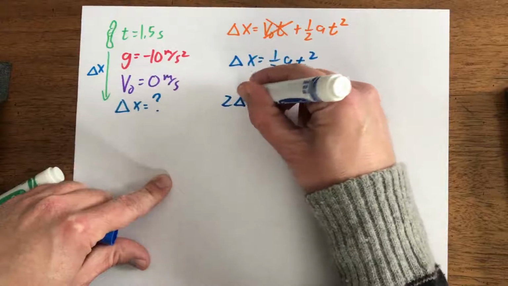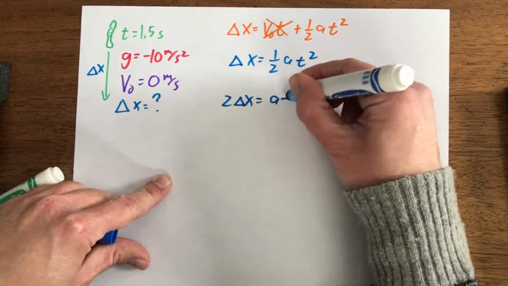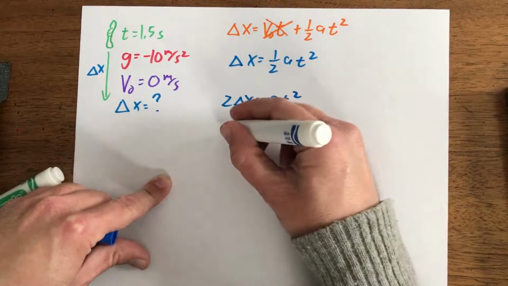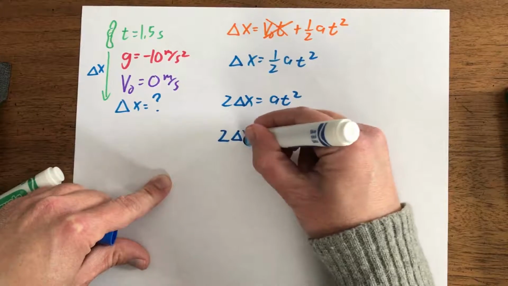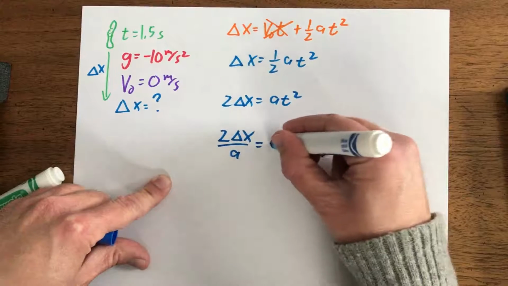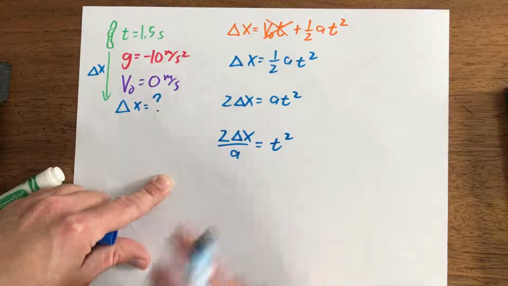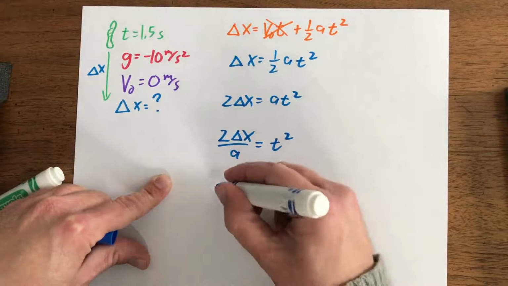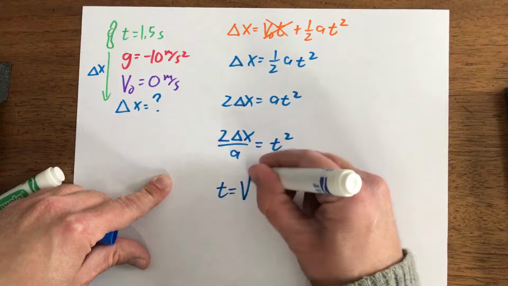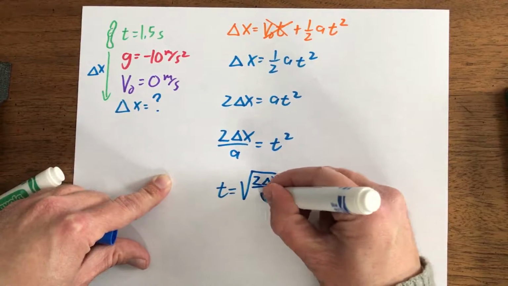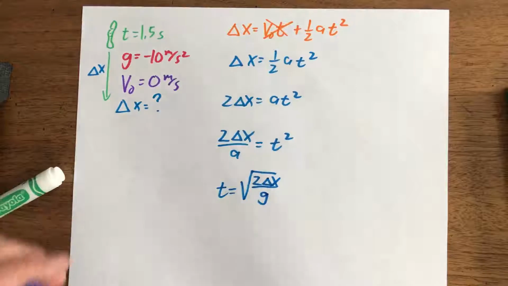So I'm going to multiply each side by 2. That will give me 2 times displacement is acceleration times time squared. I'm going to divide each side by acceleration. That will give me 2 times displacement divided by acceleration gives me t squared. And then I'm going to take the square root of each side. So that will give me time is equal to the square root of 2 times the displacement over the acceleration, which I know is g.